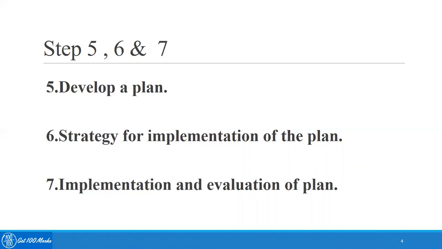Step number 6, strategy for implementation of plan. In this stage, the management must decide on the when, where, and how of the plan. This includes the right timing of putting the plan to work, how the plan will be communicated to workers in order to have the least resistance, and how the implementation will be monitored.